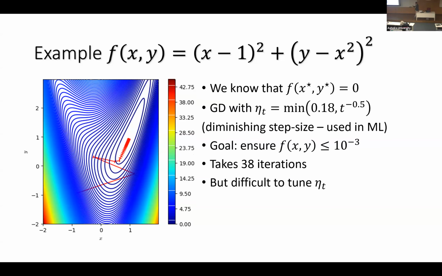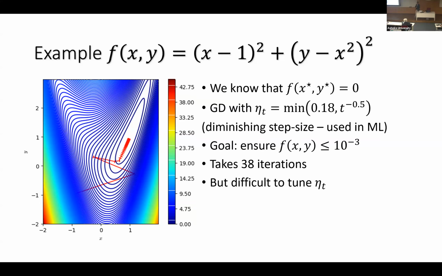There is also another approach to doing this, which is to choose a step size differently. For example, in this case, there is a diminishing step size. It decreases with t. So as I get a larger and larger number of iterations, I decrease my step size. But now this is really difficult to tune. I have tuned it to 0.18 t raised to the power minus 0.5. But this is really difficult because I don't know how many iterations I'm going to take.